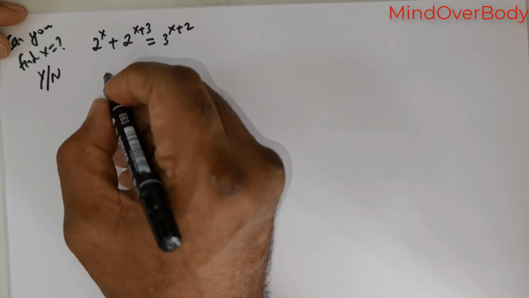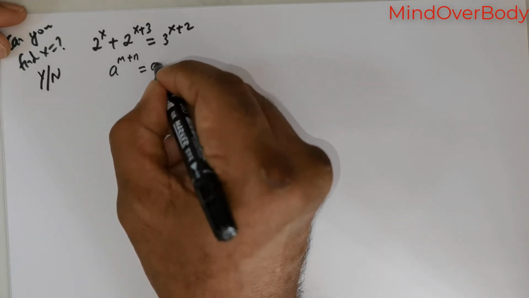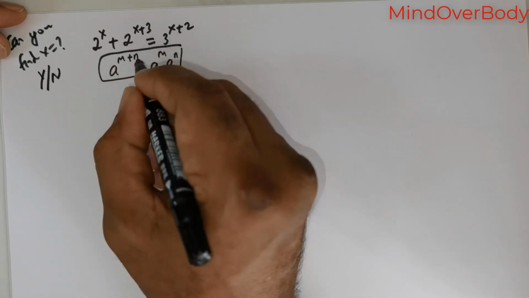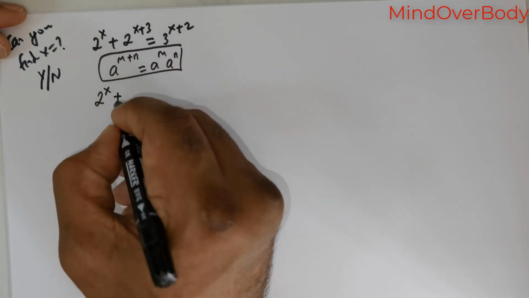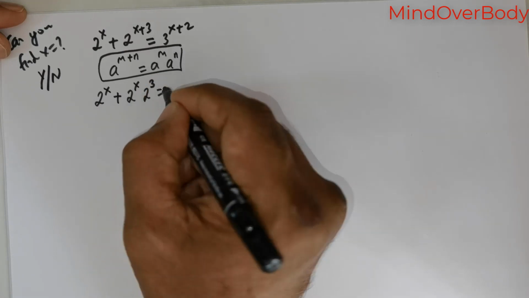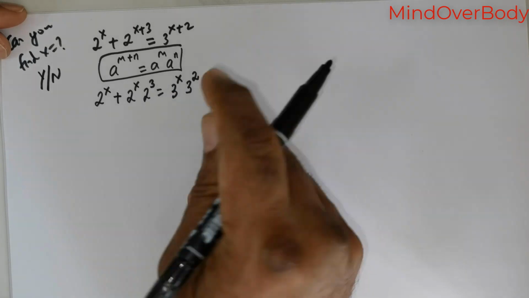So what I wish to do is utilize this formula: a raised to the power of m plus n is equal to a raised to the power of m times a raised to the power of n. Using this formula, I can rewrite this as 2 raised to the power of x plus 2 raised to the power of x times 2 raised to the power of 3 is equal to 3 raised to the power of x times 3 raised to the power of 2.